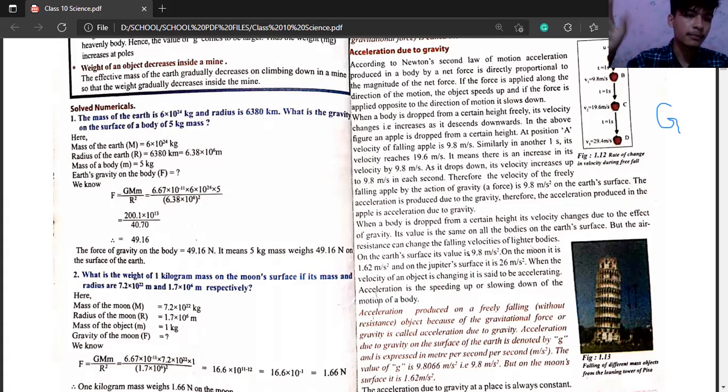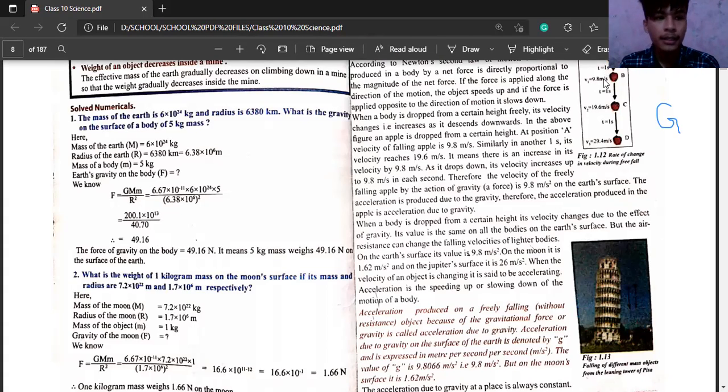Now we have left that. Look at that. After 1 second, the velocity of that body will change to 9.8 meter per second. And then again, after another 1 second, it will change to 19.6 meter per second. And similarly, at the third second, it will change to 29.4 meter per second.